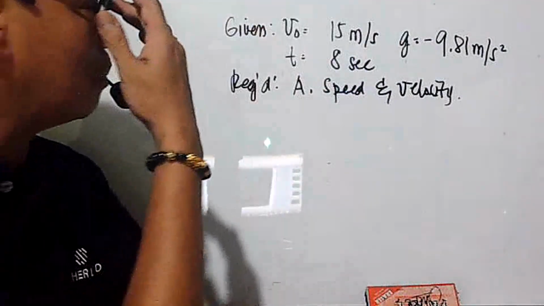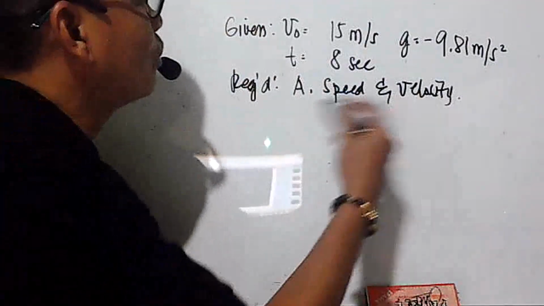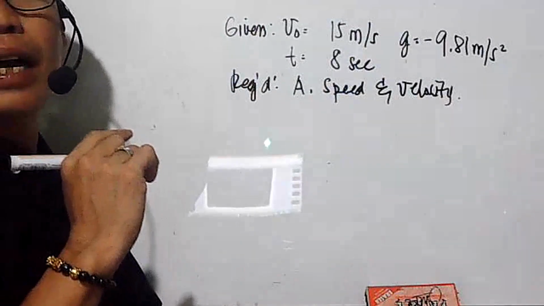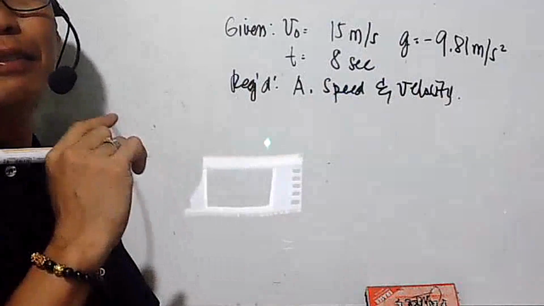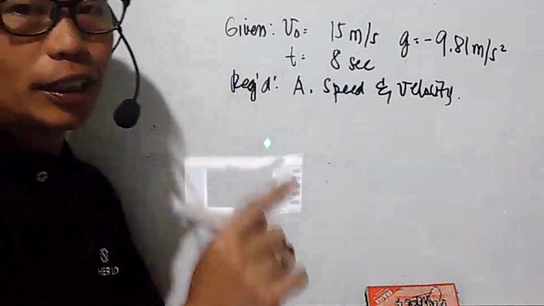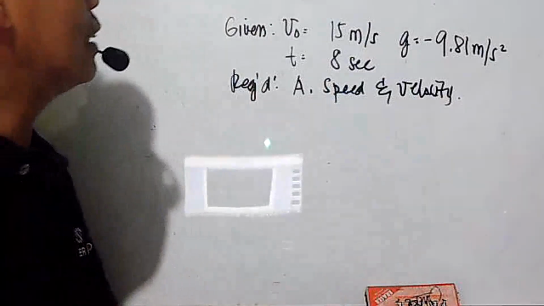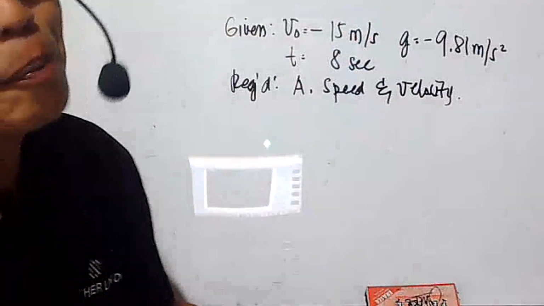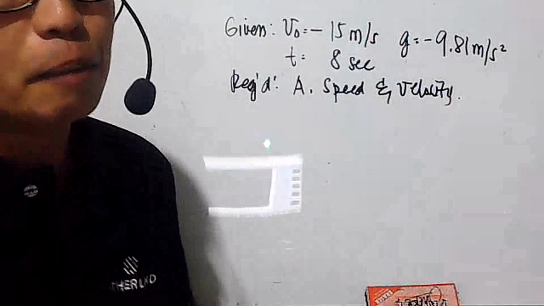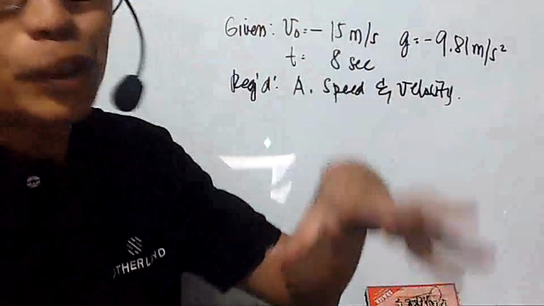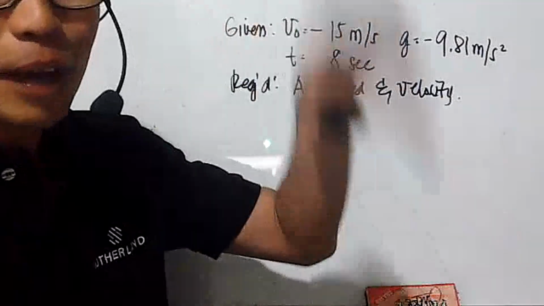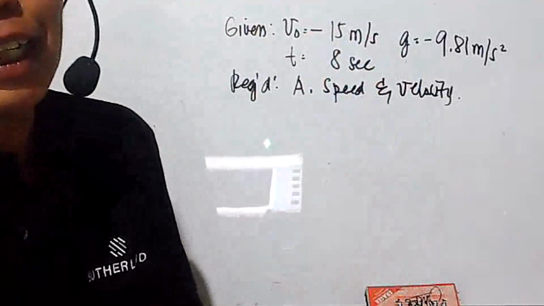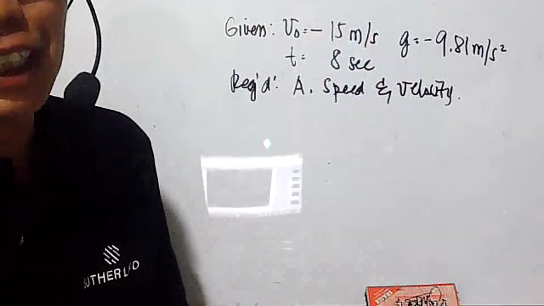So let's try to solve for this one. Now, it is quite important. Your VO, since it is velocity, initial velocity, not initial speed, it is negative. Given sa problem is positive 15 meters per second, pero we know that binato kasi pababa. So meaning pababa siya, therefore, anong sign niya? Velocity. So it's not initial speed, it's initial velocity.